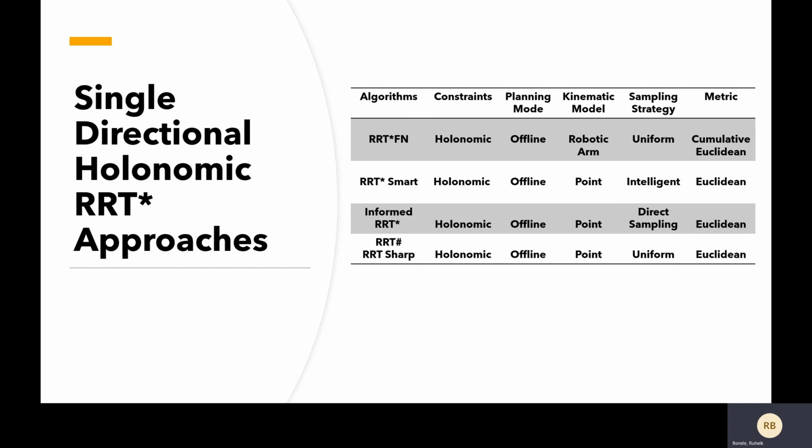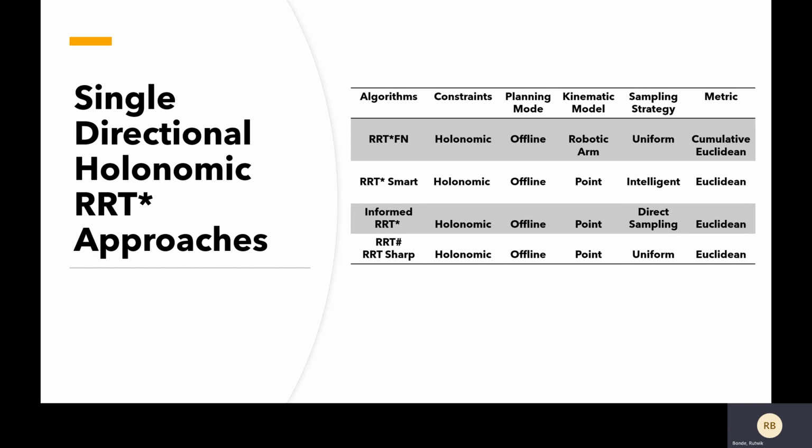So there are various algorithms, starting with RRT star FN. Now RRT star FN is fixed node. The RRT star FN algorithm is a memory efficient version of RRT star which forces a fixed number of nodes in the tree. But the limitation of this algorithm is that it gives jagged and suboptimal paths and a lower rate of convergence to the optimal path as compared to base RRT star.